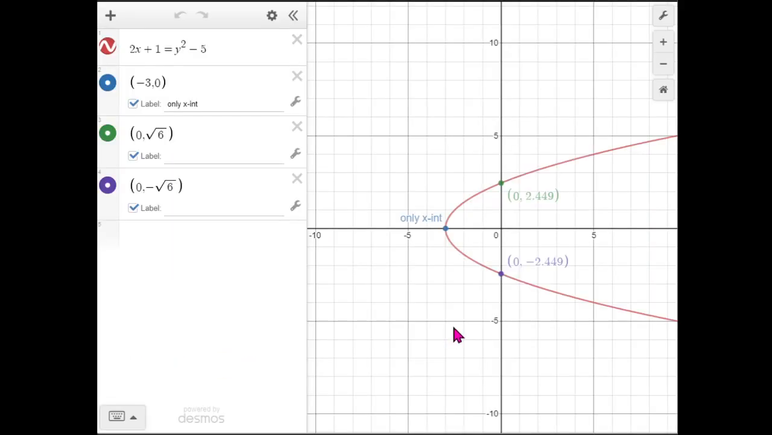Here's a picture. I asked the computer to graph this equation in x and y, so all these points satisfy this equation. We saw the only x-intercept was at negative 3, and we saw y-intercepts of root 6 and negative root 6. As points, the x-coordinate is 0 and the y-coordinate is either root 6 or negative root 6. The computer decided to give these as approximations, apologies for that. But those are the two y-intercepts, and here's the only x-intercept.